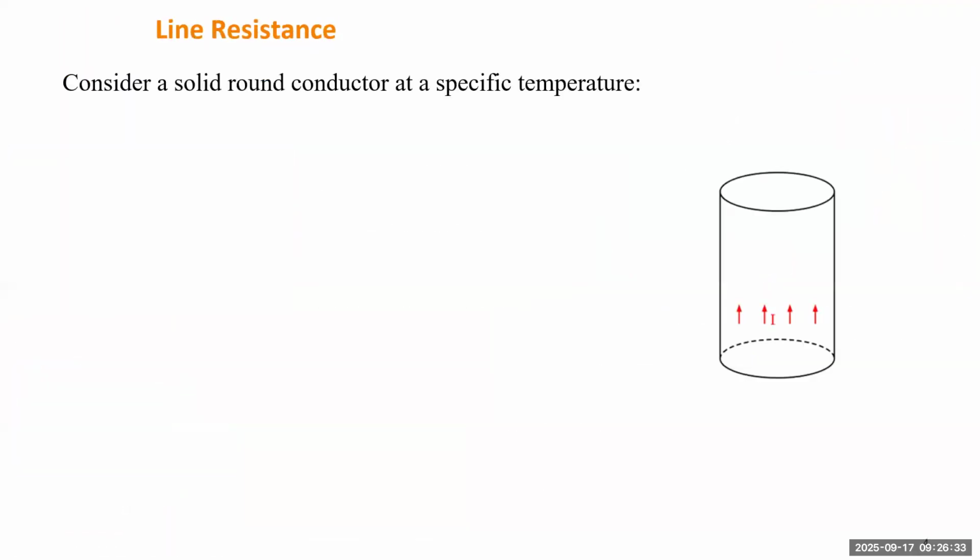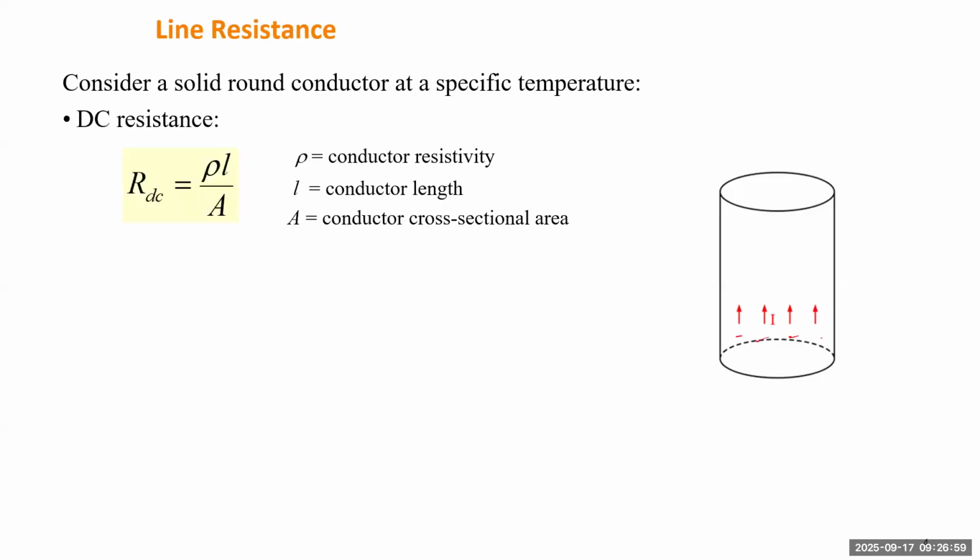Next we talk about the line resistance. We can consider a solid round shaped conductor at a certain temperature. If you give it direct current, the direct current will be uniformly distributed across the conductor. If the total current is I, the density of current everywhere will be the same. Then you can measure the resistance. We call that DC resistance.